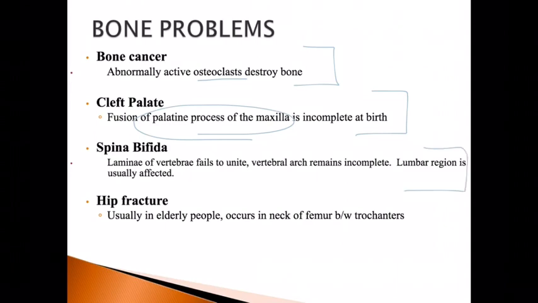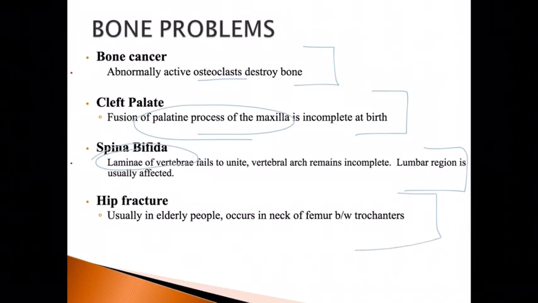Spina bifida, that's when the laminae of the vertebrae fail to unite. So basically what happens is there's a hole. Instead of the vertebrae being a nice little fortress for the spinal cord where it's all protected, there's a little hole that can happen, because the vertebrae is not completely formed.